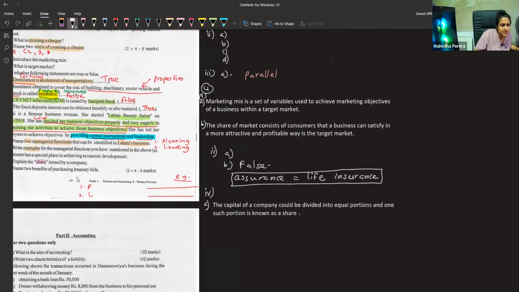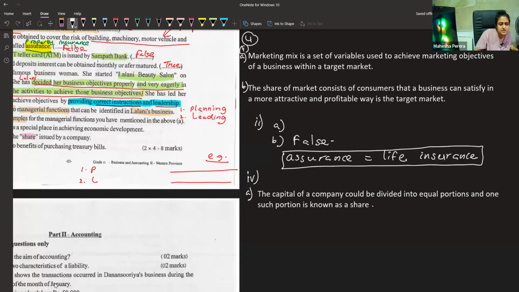Next, they ask, write two benefits of purchasing treasury bills. So, what are the benefits of purchasing treasury bills? The main economic return is you can earn interest when you invest in treasury bills. They give you interest at a fixed rate, like fixed deposits. You are given interest, but the interest is given at a fixed rate. කොහොමහරි මේකේ interest income එක තමයි මේකේ main return එක.